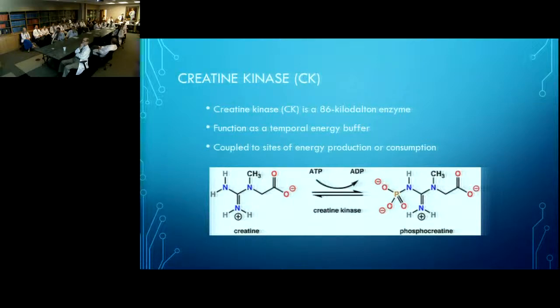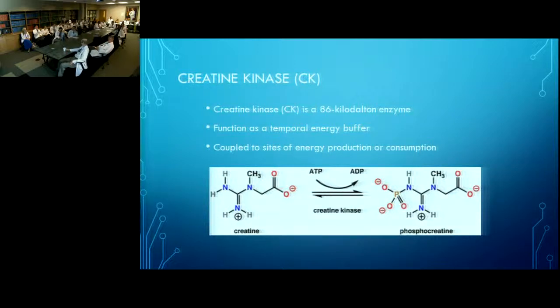So CK is a small enzyme, roughly 86 kilodaltons, whose function is to combine creatine and ATP to form phosphocreatine and ADP. So it's really a crucial reaction for cellular energy generation and also metabolism. It functions as a temporal energy buffer, so it's activated as one of the first sources for energy in the muscle tissue with exercise.